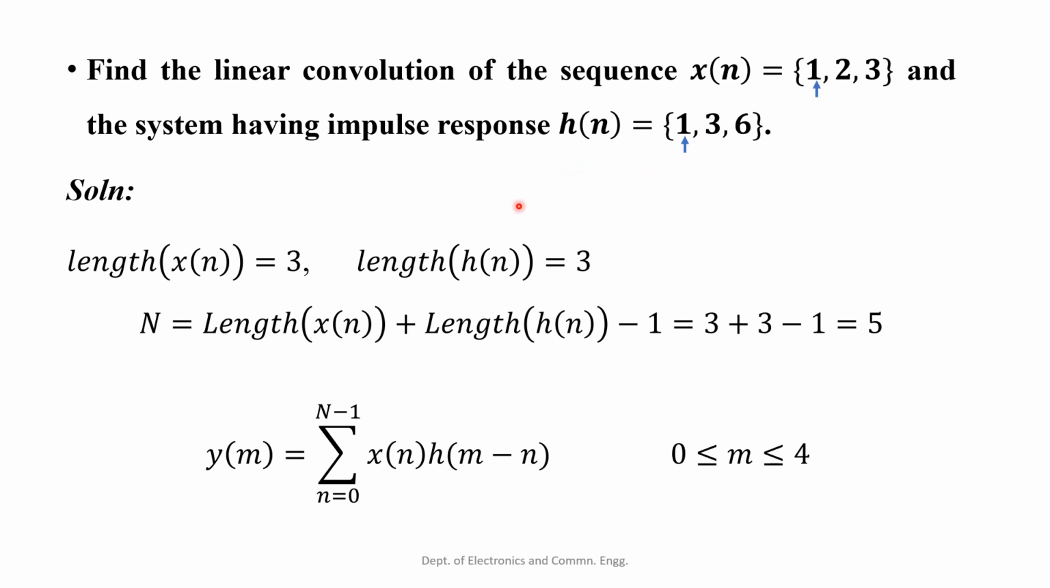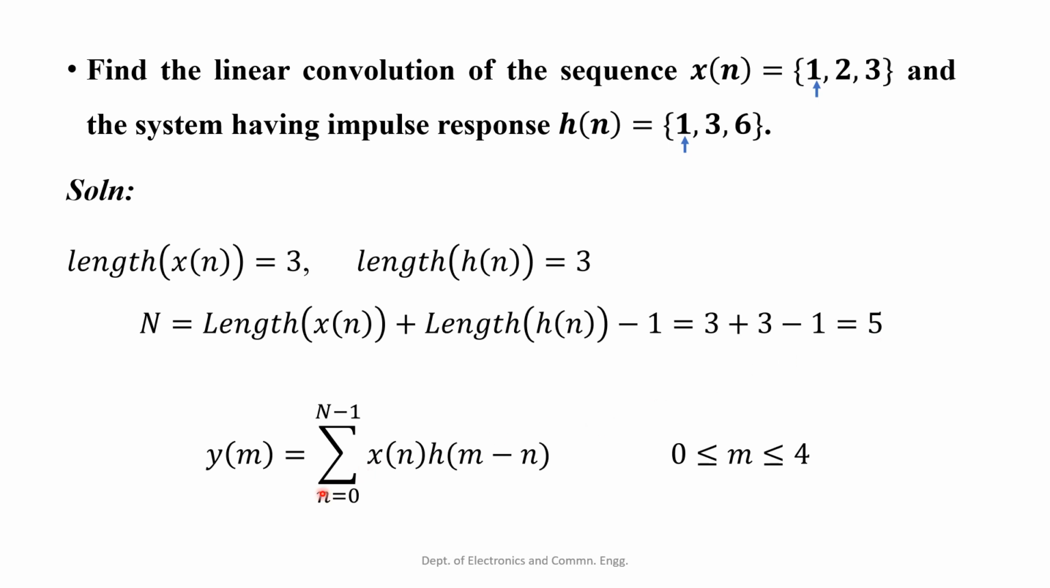Getting into the solution. Let us first find the length of the given sequences. The length of x of n is 3 and the length of h of n is 3. Now calculate the output sequence length, capital N, given by length of x of n plus length of h of n minus 1. These two lengths are known values, so that is 3 plus 3 minus 1. So the output sequence length is going to be 5.